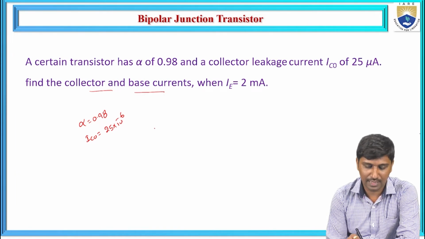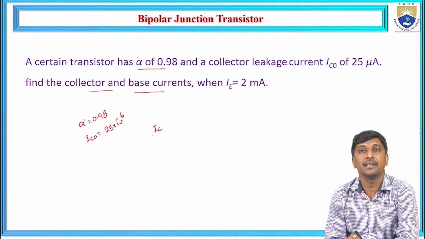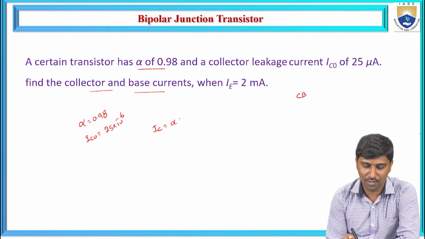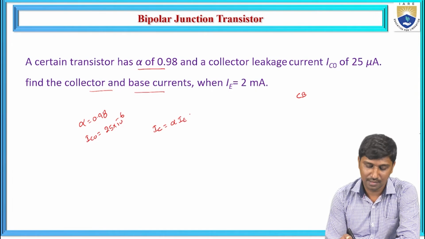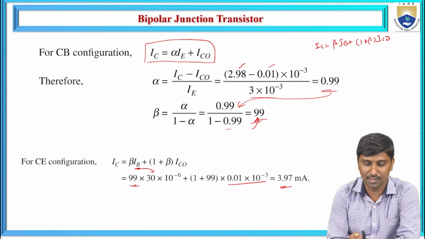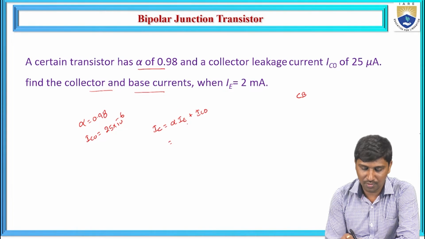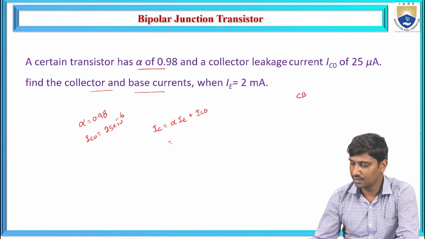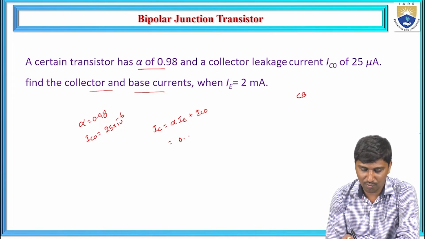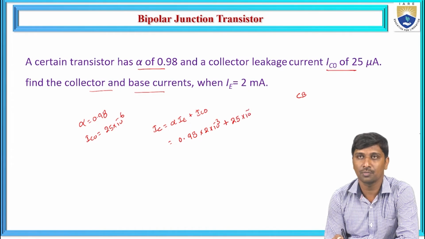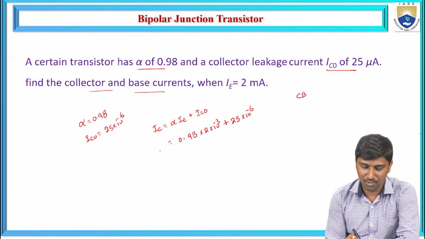So we know that the collector current, given that the DC current gain is 0.98, hence the transistor is configured in CB. So in CB, just now we observed that IC is equal to alpha times IE plus IC naught. In the previous case, we observed this in a common base configuration. So here now alpha value is 0.98, and IE is 2 milliamperes, 2 into 10 to the power of minus 3, plus the reverse saturation current IC naught, which is 25 microamperes, means 25 into 10 to the power of minus 6. Now you can solve this, it gives the IC.